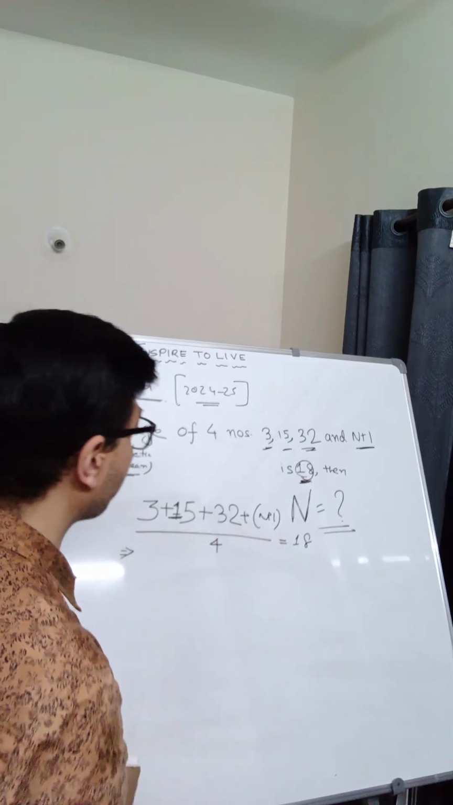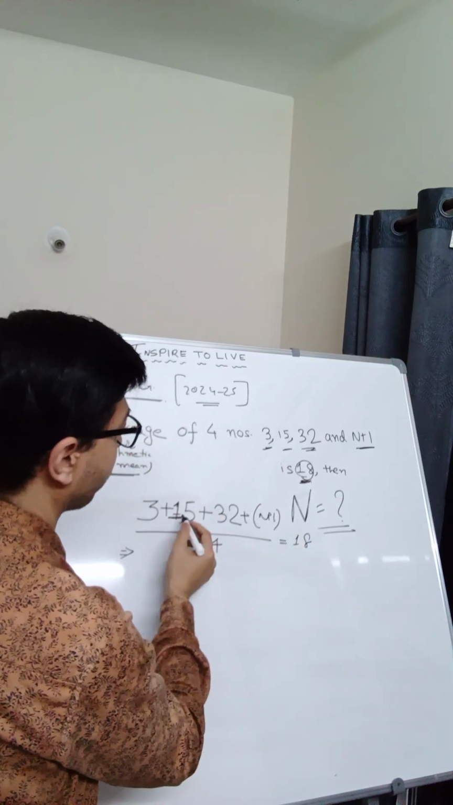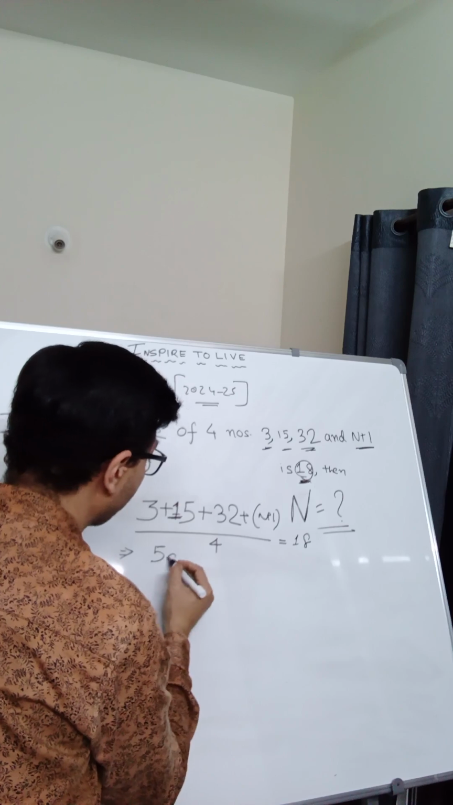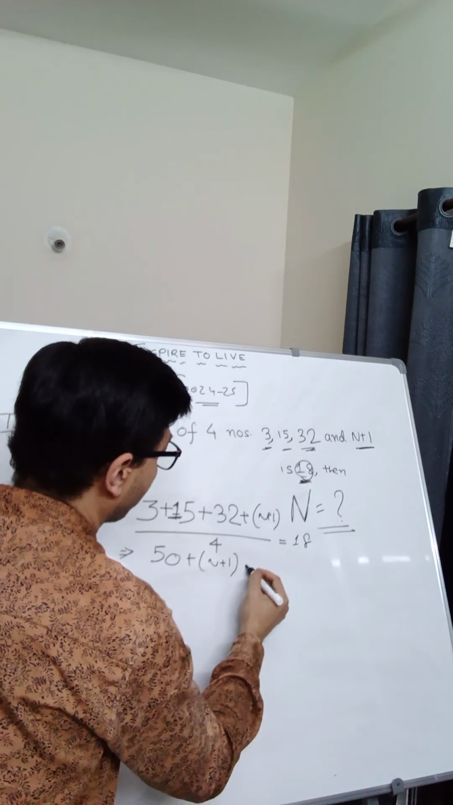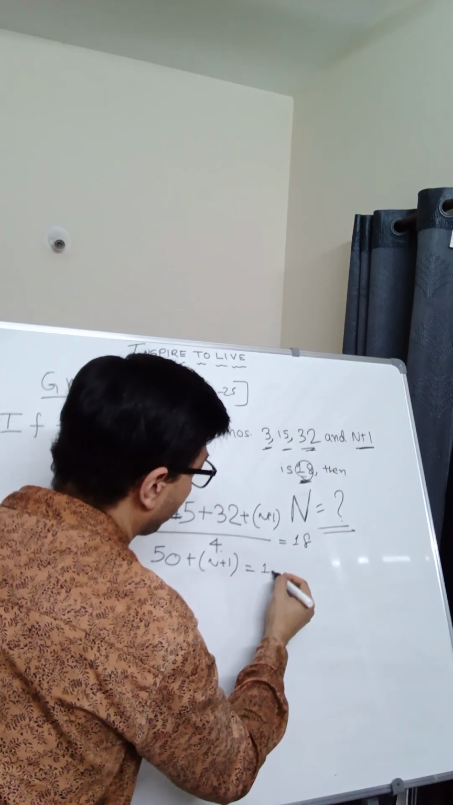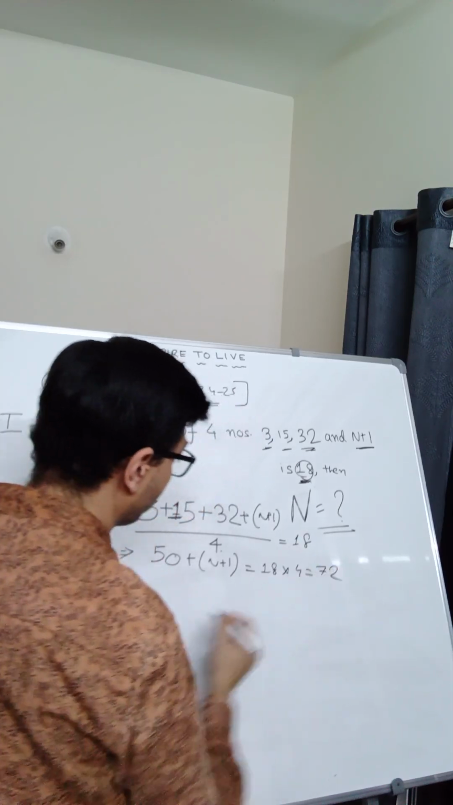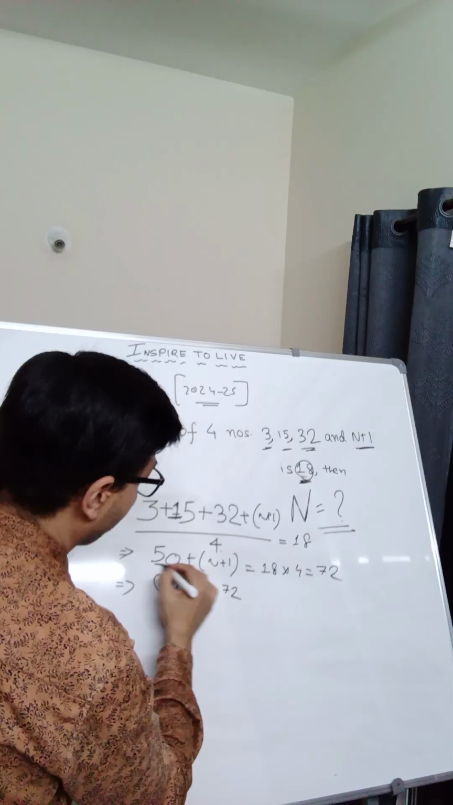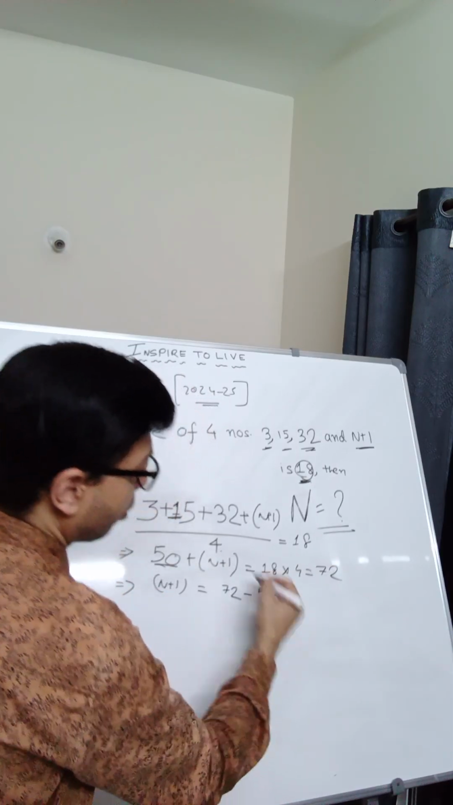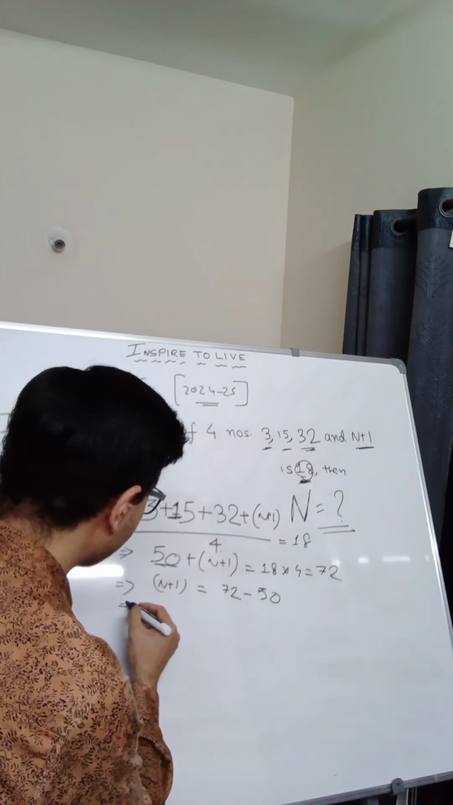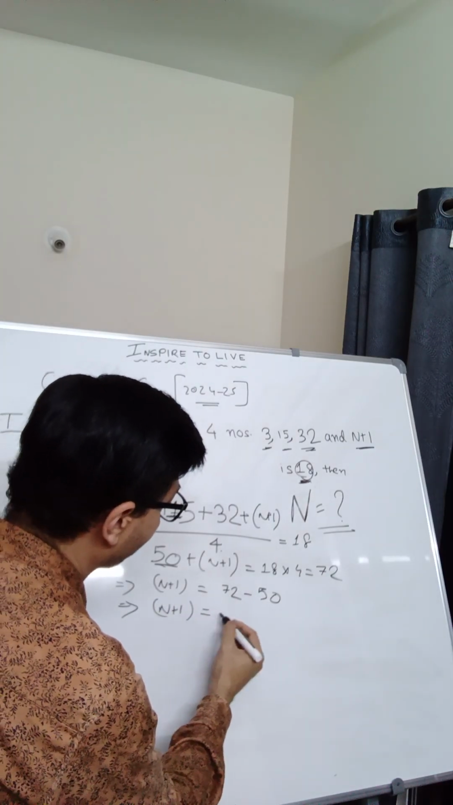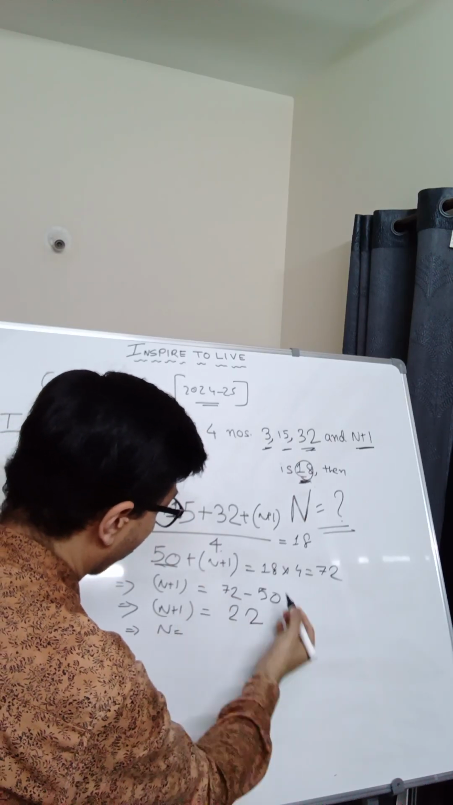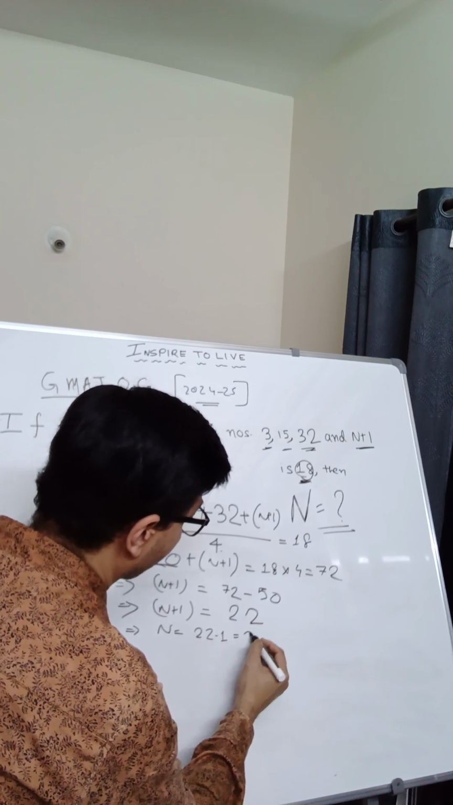Here we just have to solve for n now. So how do we solve? 3 plus 15 is 18. 18 plus 32 is 50. So 50 plus n plus 1 equals, this 4 goes to the right-hand side, 18 times 4, which is 72. Now n plus 1 is equal to 72 minus 50, which gives me 22. This implies n equals 22 minus 1, which is 21.